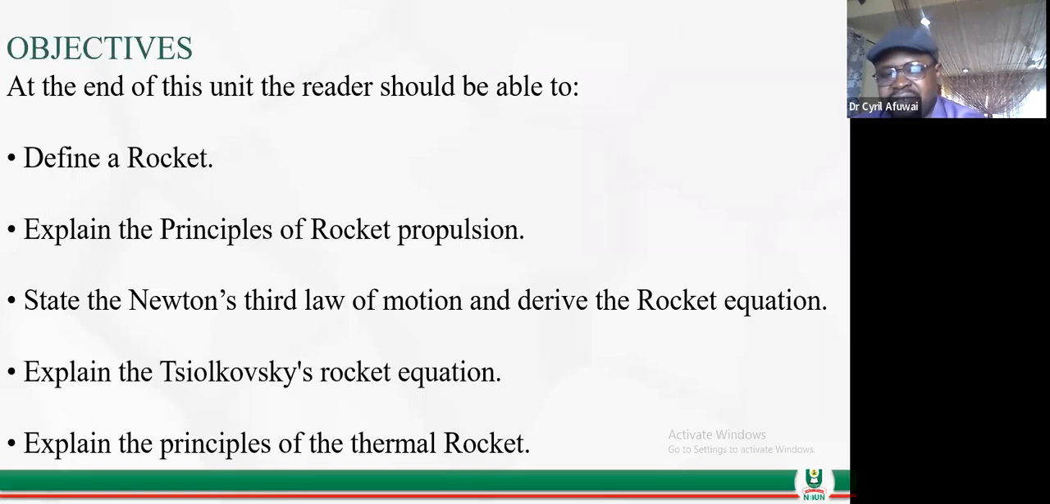And fourthly, you should be able to explain Tsiolkovsky's rocket equation. And then fifth, you should be able to explain the principles of the thermal rocket.